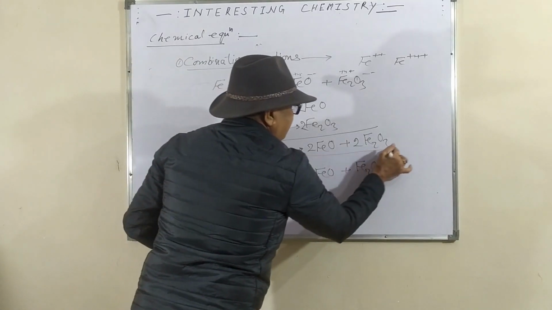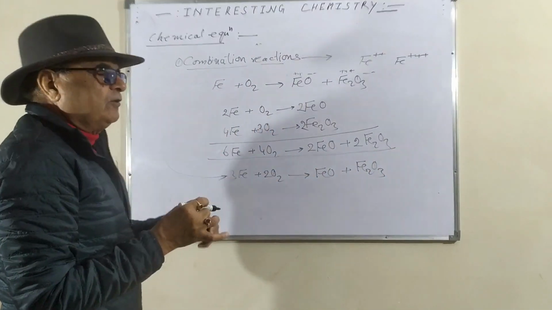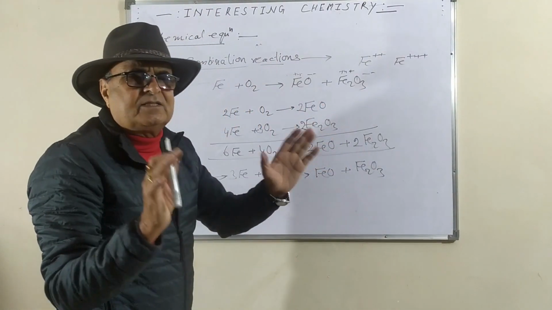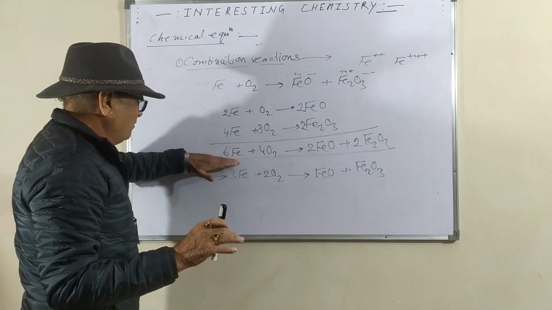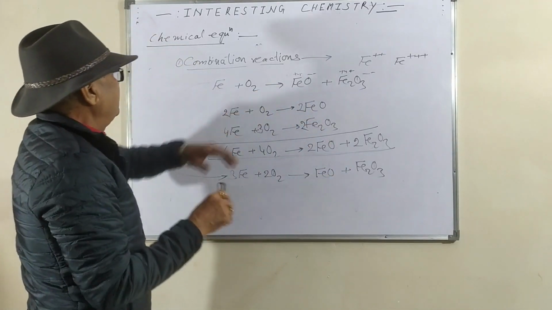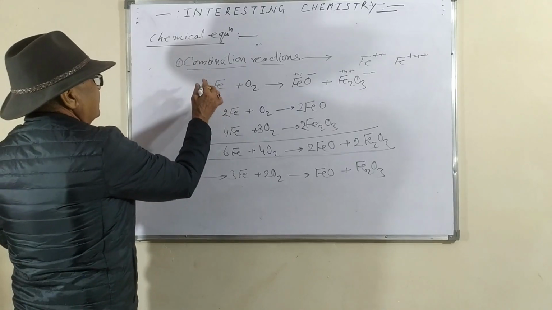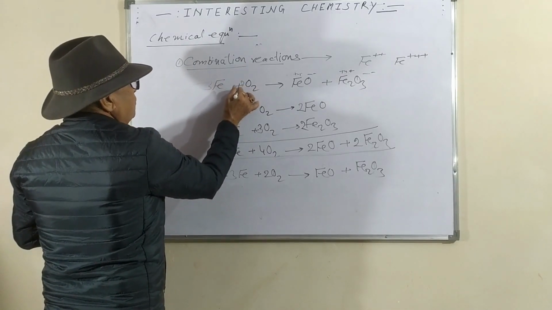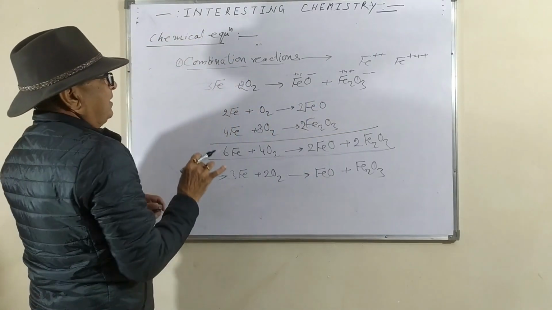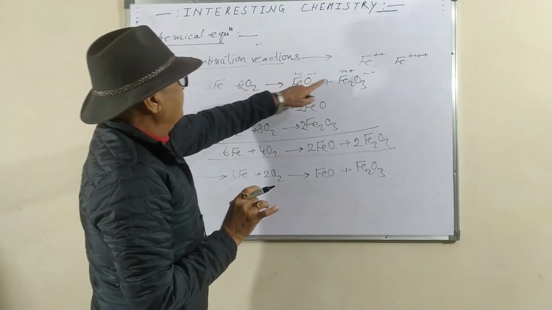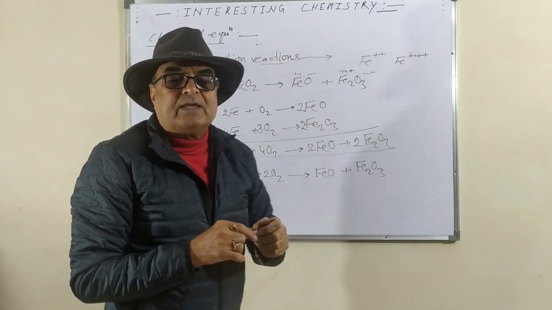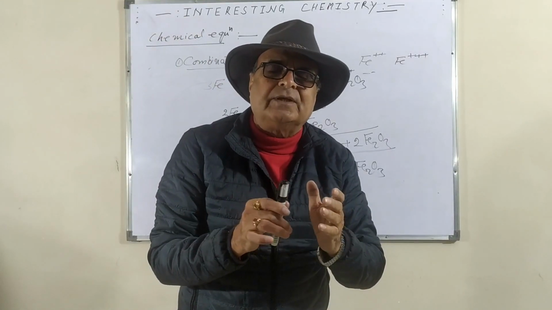When you find in the partial method that we have multiplied by some extra number, you can take it common. So 3Fe plus 2O2 is equal to FeO plus Fe2O3. Check the oxygens: FeO has 1 and Fe2O3 has 3, that is 3 plus 1, 4, and 2O2 is 4. This is the method of how you balance all the equations.